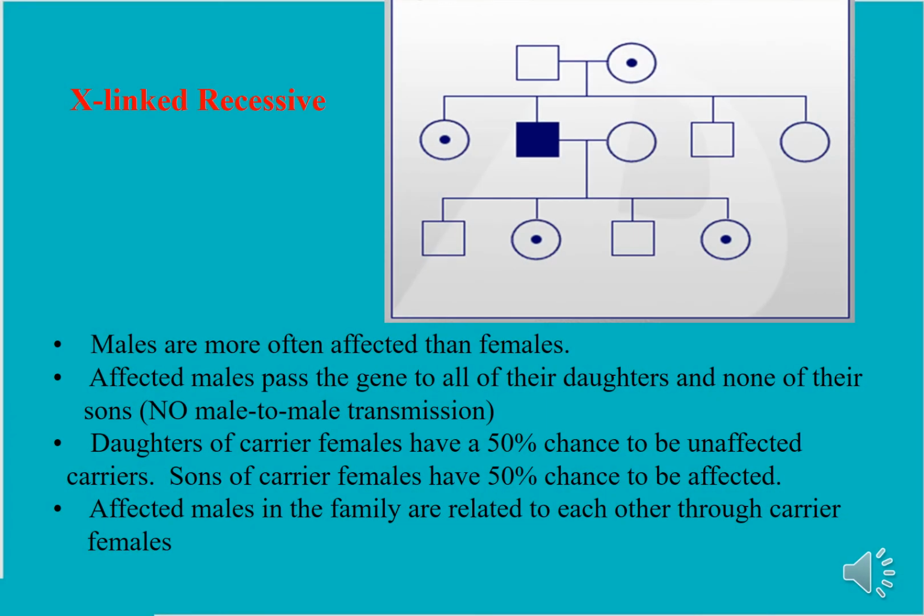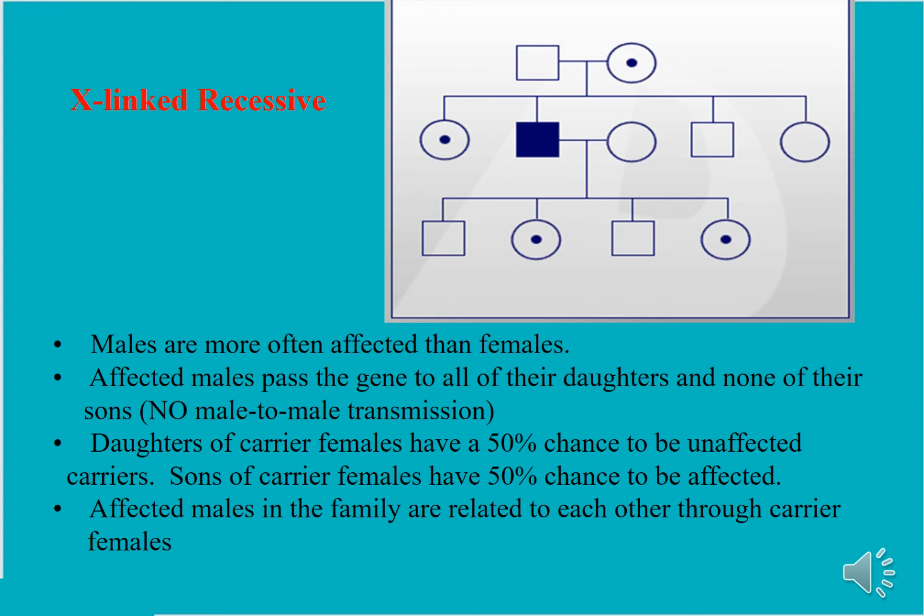This pedigree illustrates X-linked recessive inheritance. A carrier female can pass the disease to her son. What are the characteristics of this inheritance? First, males are more affected than females. That's because females have 2 copies of X chromosome. Then the affected males pass the gene to all of their daughters and none of their sons. There is no male-to-male transmission.